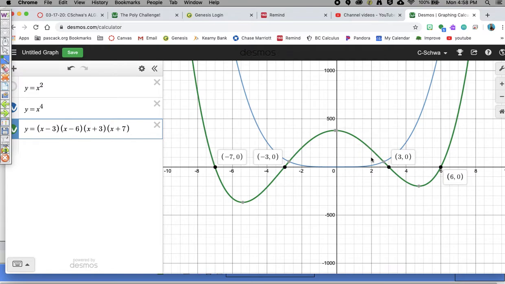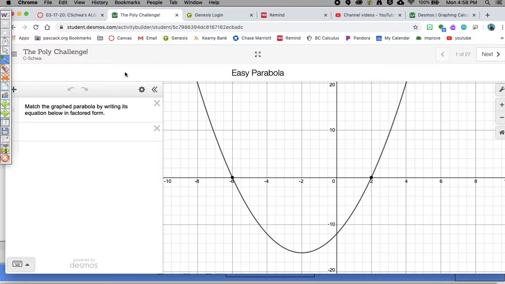So what you're going to do is start exploring on Desmos. I'm going to get you started because there is a Desmos activity that you guys are going to do. This is one of the Desmos activities that you guys are going to have moving forward as we go along. For this one, you're asked to match the graphed parabola by writing its equation below in factored form. So I'm looking over here and I'm like, okay, if my 0 is -6, then my factor is going to be x plus 6. If my 0 is 2, then my factor is going to be x minus 2.